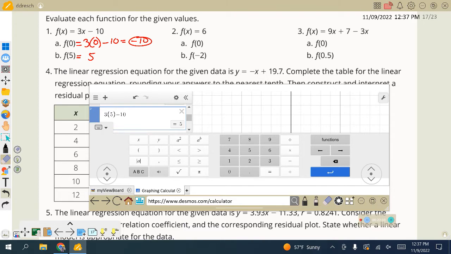Number 2. That's a weird one. What am I missing on 2 compared to what we just talked about? We had an x on number 1, right? But do I have an x here on number 2? So I've got nothing to plug in there for 0, nothing to plug in there for negative 2. Now let's think about this. We just talked about that a few minutes ago.